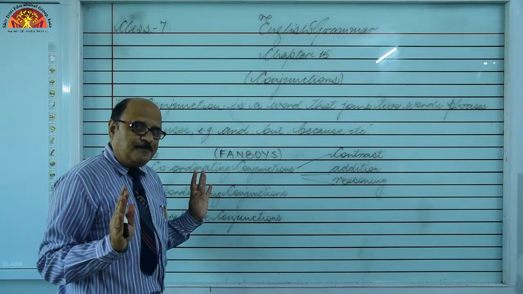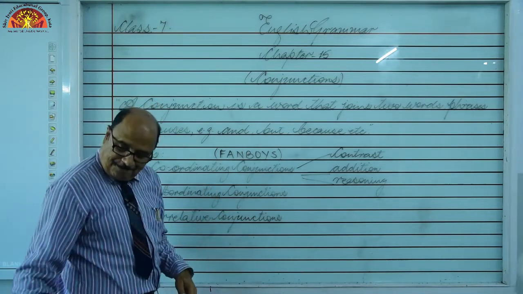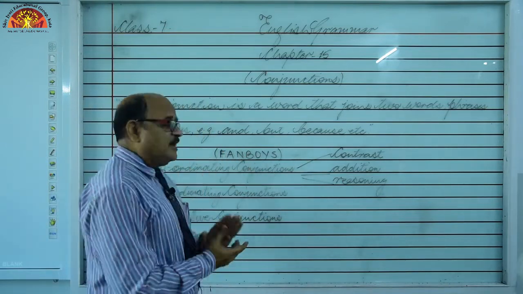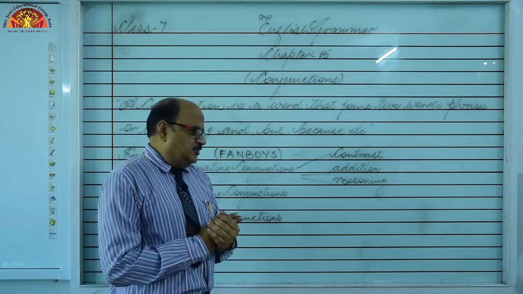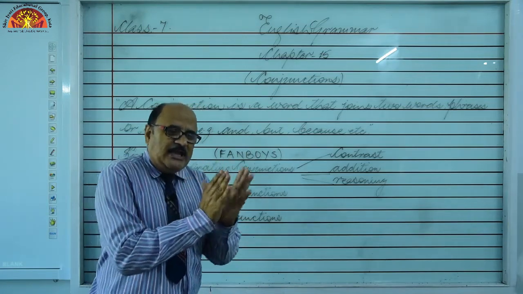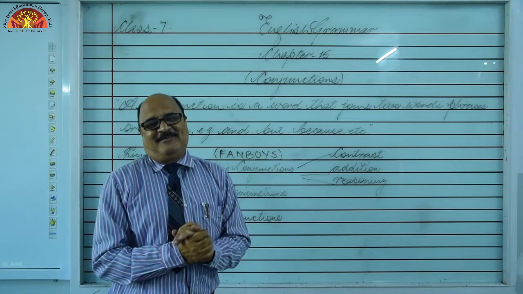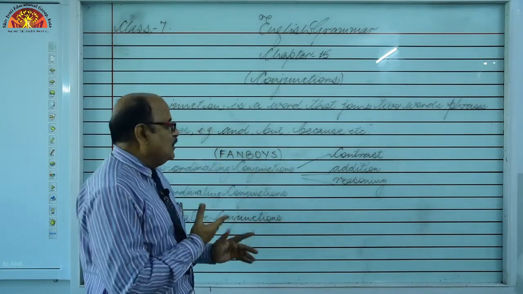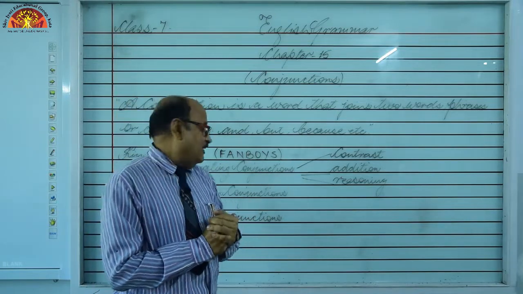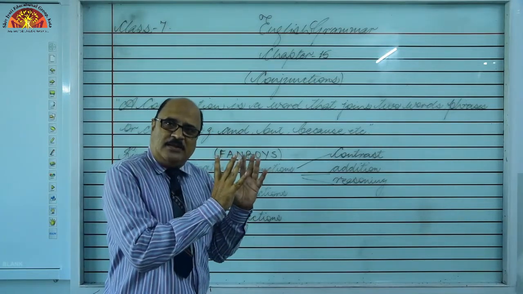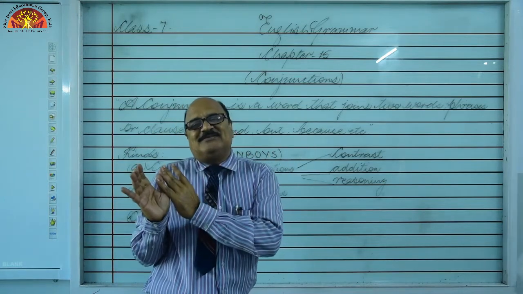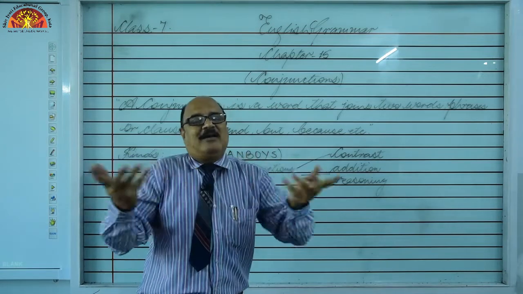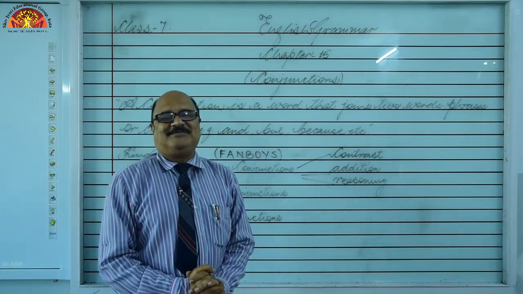Is that clear? One more thing about coordinating conjunctions. In coordinating conjunctions, two independent clauses are there and we have to join them. That is coordinating. Two independent clauses, main clause and main clause, join them into one, and that is coordinating conjunctions. Is that clear?